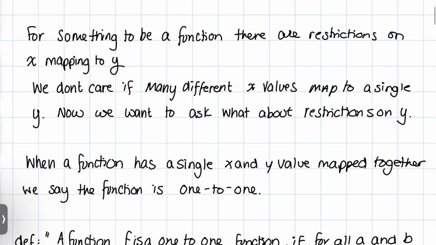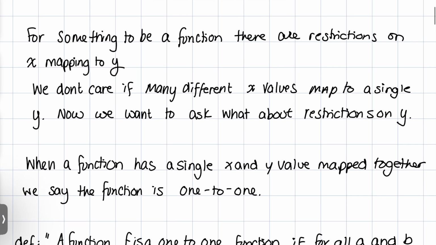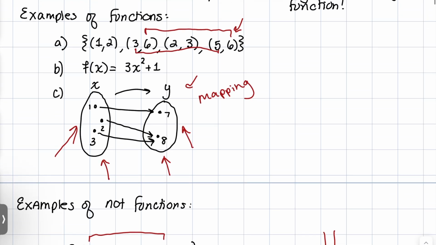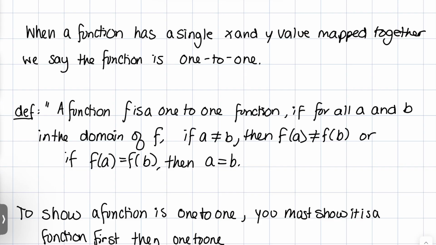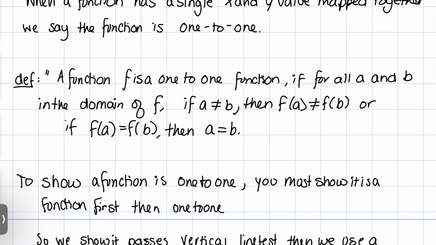When a function has a single x and y value mapped together, we say that it's 1-to-1, which means for every x value, there's just one y value. It is simply mapping 1 x to 1 y. Instead of taking 2 x's and mapping them to a single y, that's not allowed for 1-to-1 functions. Here's the formal definition of a 1-to-1 function: we say a function f is 1-to-1 if for all a and b in the domain, 2 arbitrary values, if a and b are not equal, then f of a does not equal f of b.